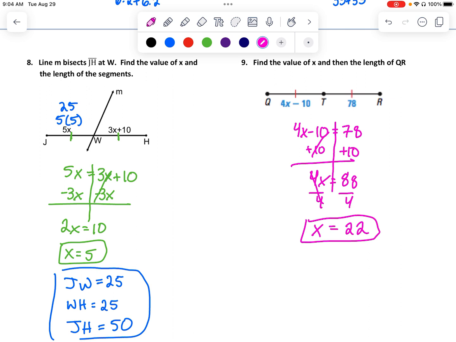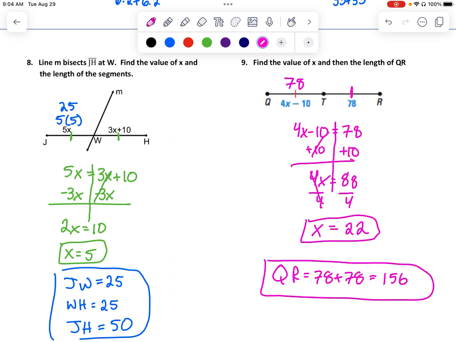So to find QR, really we didn't even need that to find QR, because if I know this is 78, then this is also 78. So to find the whole length of QR, we can just do 78 plus 78, which gives us 156. So sometimes it'll ask for X, but it's not always what we need to find the total answer. So sometimes if you can't figure out what X is, you can still find the final answer without it.